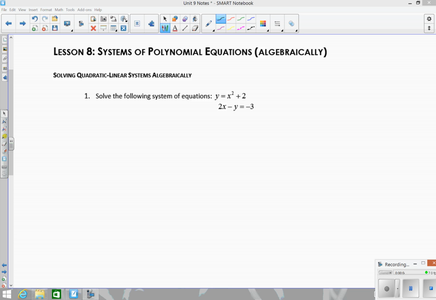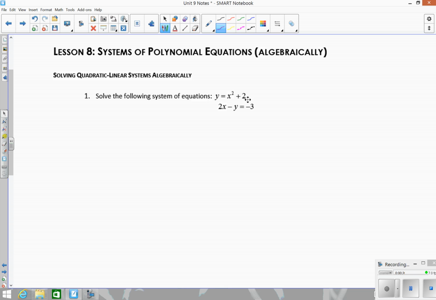In lesson 8, we're going to look at how to solve systems of polynomial equations algebraically. So what that means is we're going to be given two equations of polynomials, and we're going to take one equation and substitute it in for the other. Now the easiest way to do this is to get one equation equal to y and then plug it into the second equation.